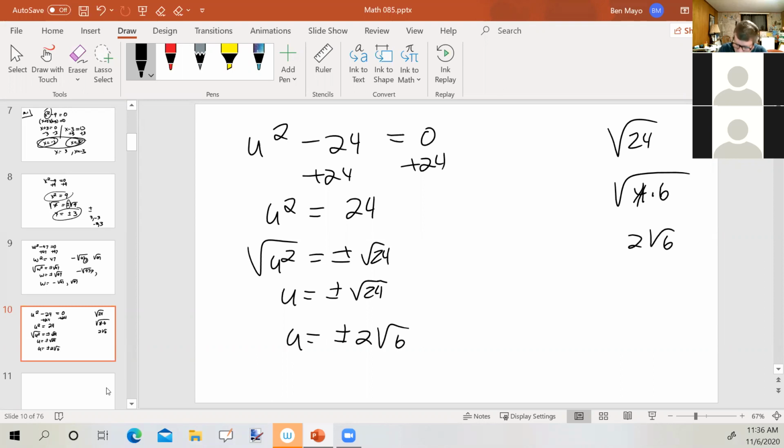So writing that in WebAssign, it would probably say u equals, and you'd put in negative 2 square roots of 6, comma, 2 square roots of 6. Any questions there?